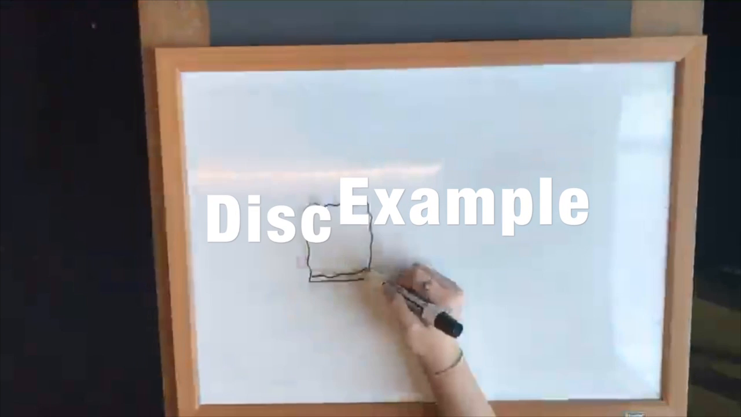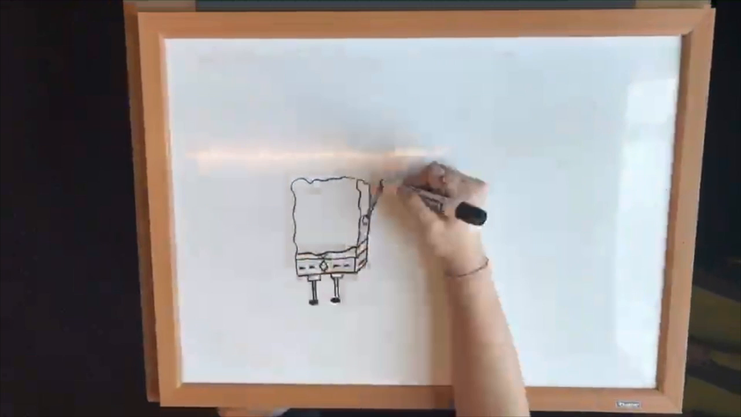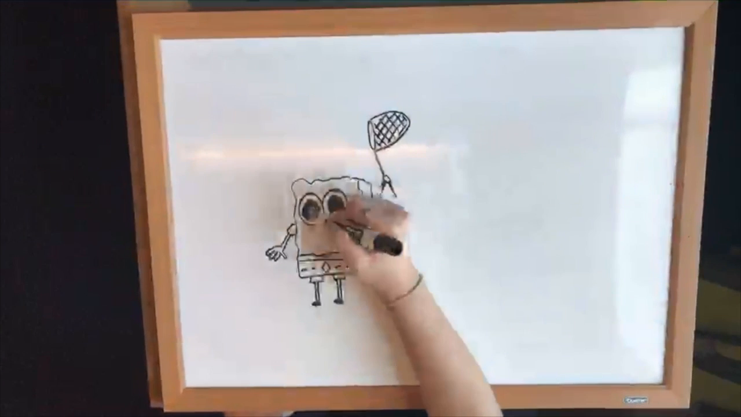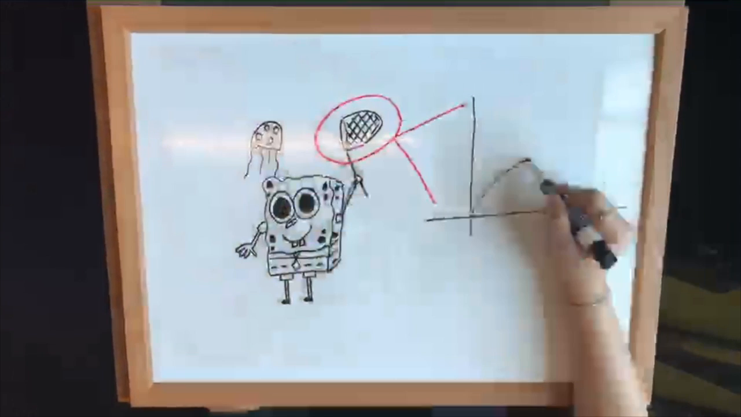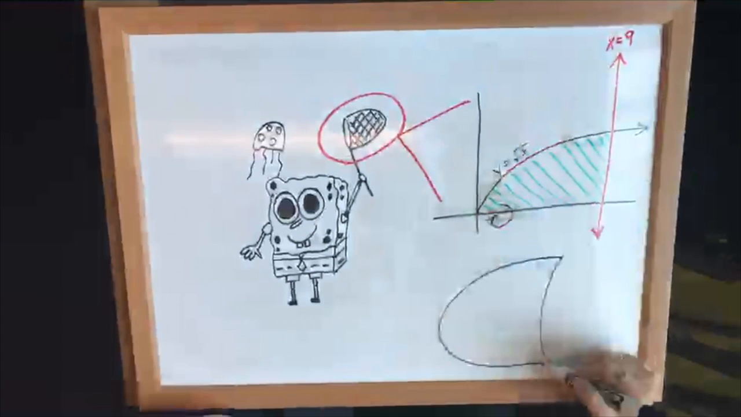Say SpongeBob wants to find the volume of the inside of his net. His net is a parabola with the equation y equals plus or minus the square root of x, and his net is 9 inches long when he measures the farthest point from the open end of the net. The graph would look like this and would be bound by the x-axis and x equals 9, and would be revolved around the x-axis to make this shape.